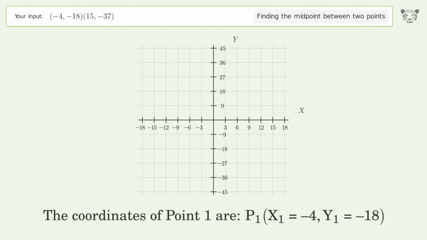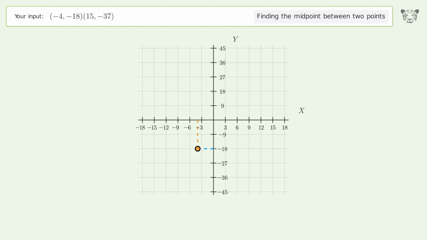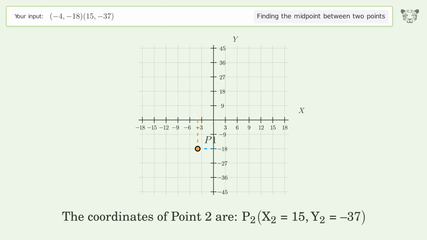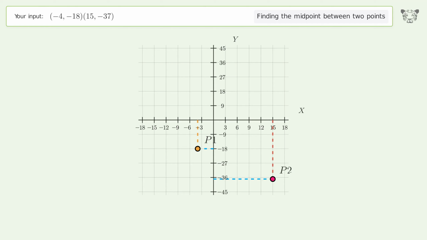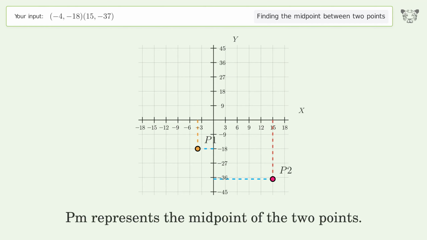The coordinates of point 1 are, x1 equals negative 4, y1 equals negative 18. The coordinates of point 2 are, x2 equals 15, y2 equals negative 37. PM represents the midpoint of the 2 points.